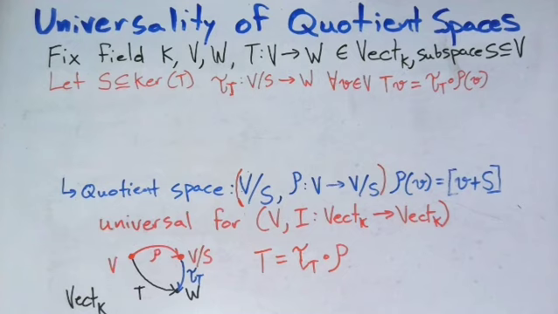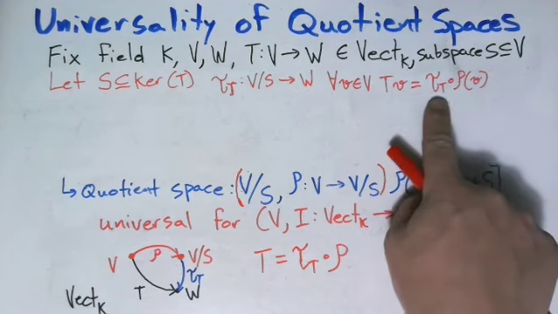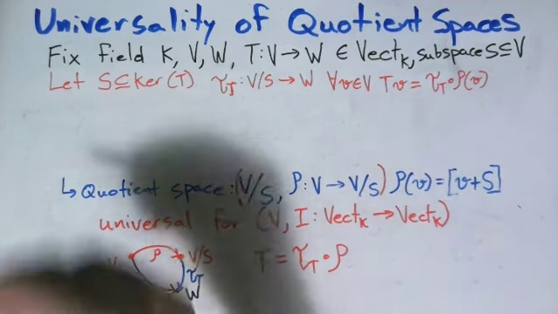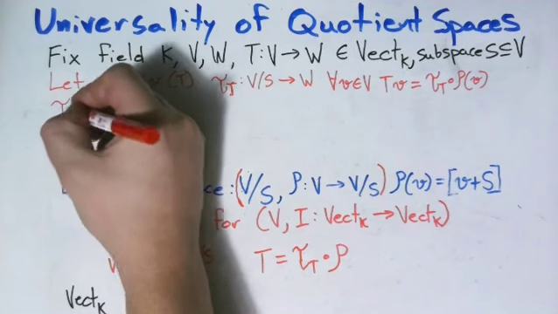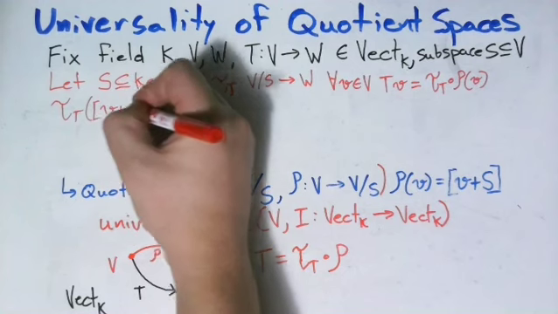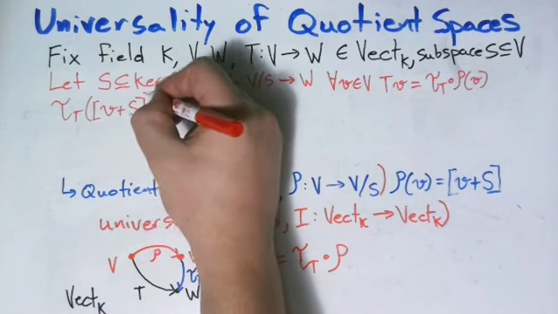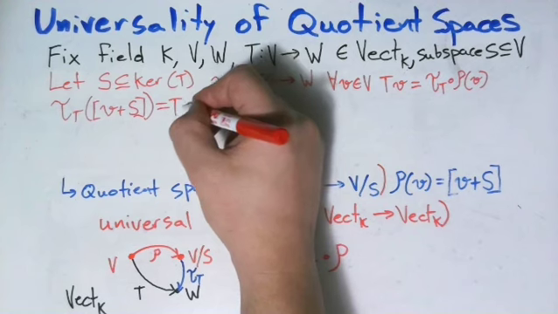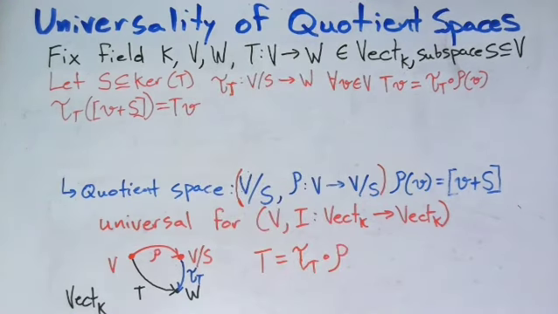And so if that's the case, then we would have some function tau of t that, when applied to one of the equivalence classes v plus S, would simply give us t of v. So in order for this to exist, we need to make sure that this is well defined, because if there's no well-defined function that satisfies this, then obviously there's no universality property here.